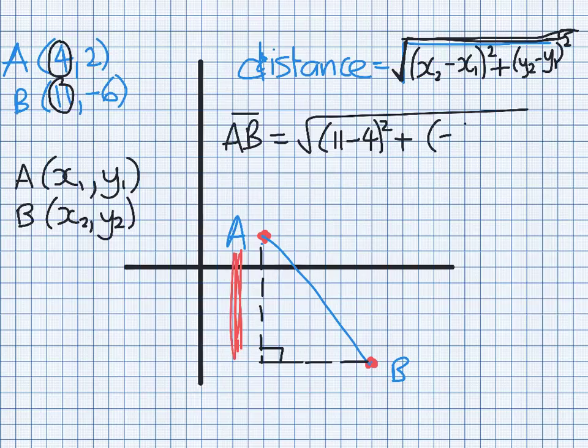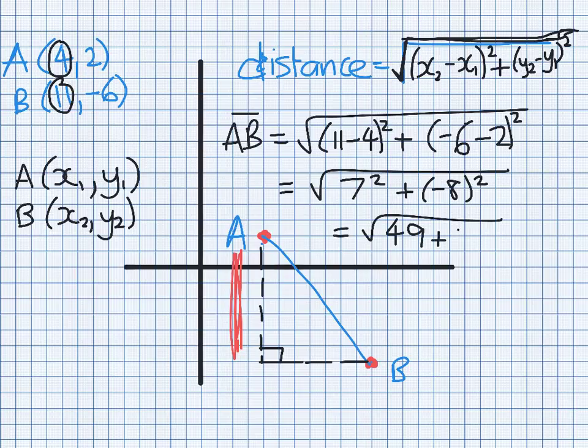Oops, where's my pen gone? There we are. Sorry about that. Negative 6 minus 2 squared. So that gives me the square root of 7 squared plus negative 8 squared, which is the square root of 49 plus 64, or root 113. And that gives me a final answer of 10.63 units. Okay, so that's the basic idea of how to find the distance between 2 points.